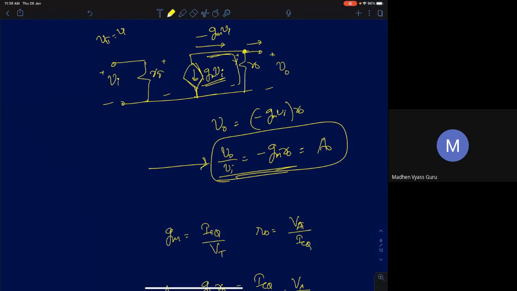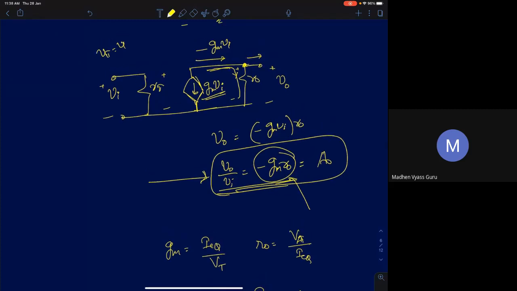Okay, this is a fundamental limit. You take a single stage BJT amplifier, single stage meaning it has only one common emitter, one BJT device in it. You cannot exceed a gain of gm r0. This is a fundamental limit. Is this clear to everyone?